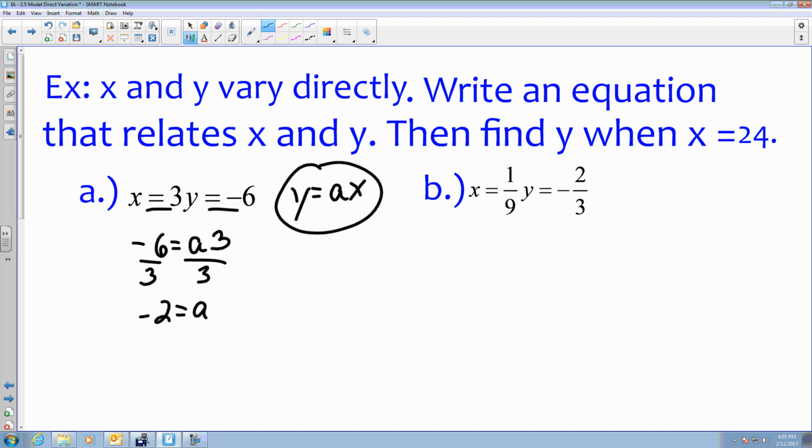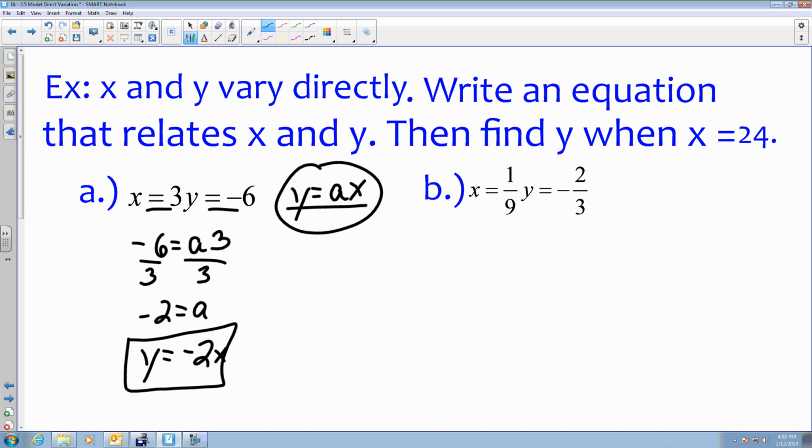Okay, so now that I know that a equals negative 2, to rewrite this as an equation, I want to substitute in negative 2 for a into this equation. So now I have y equals negative 2x. So that's the first part.